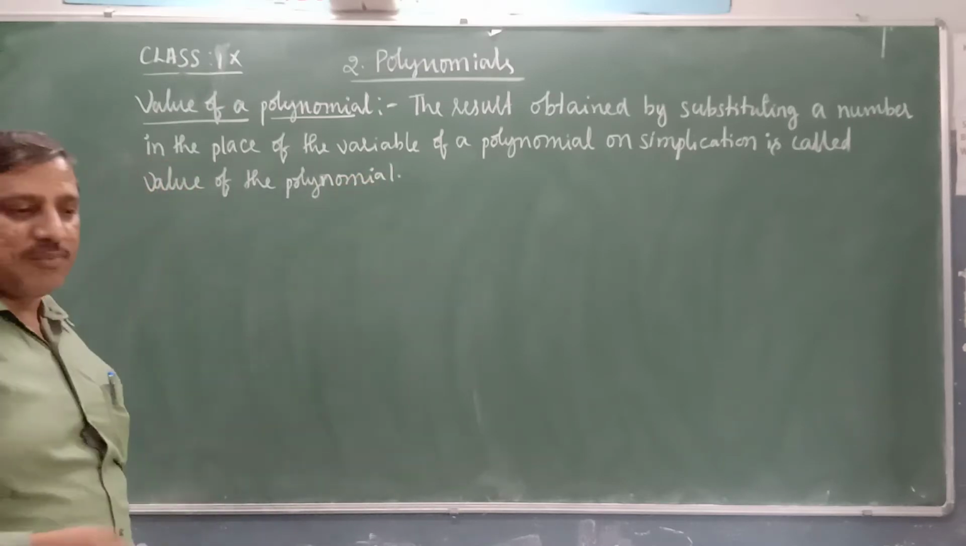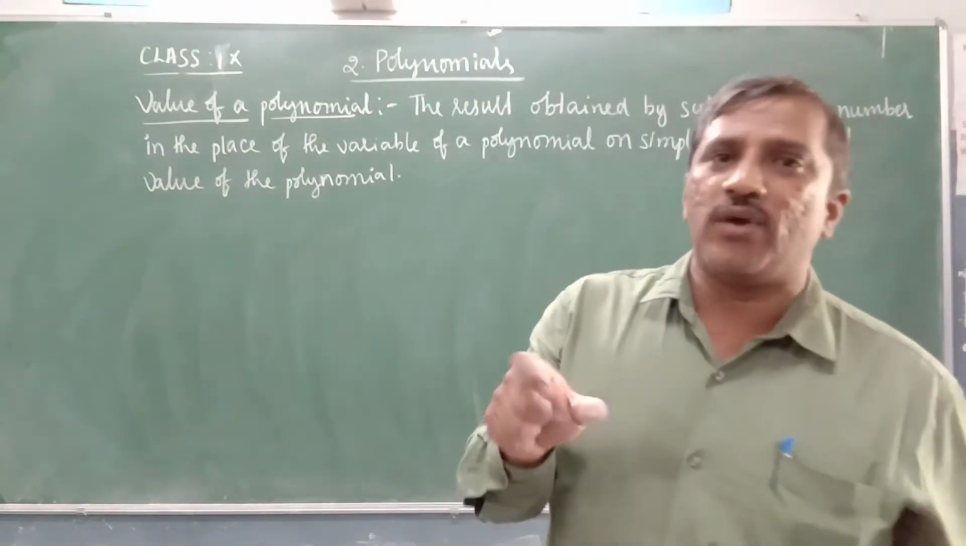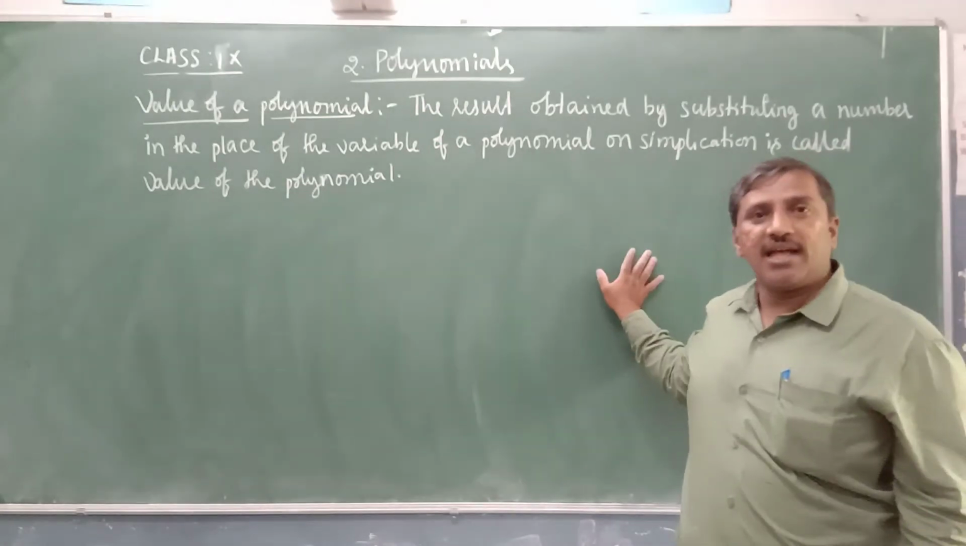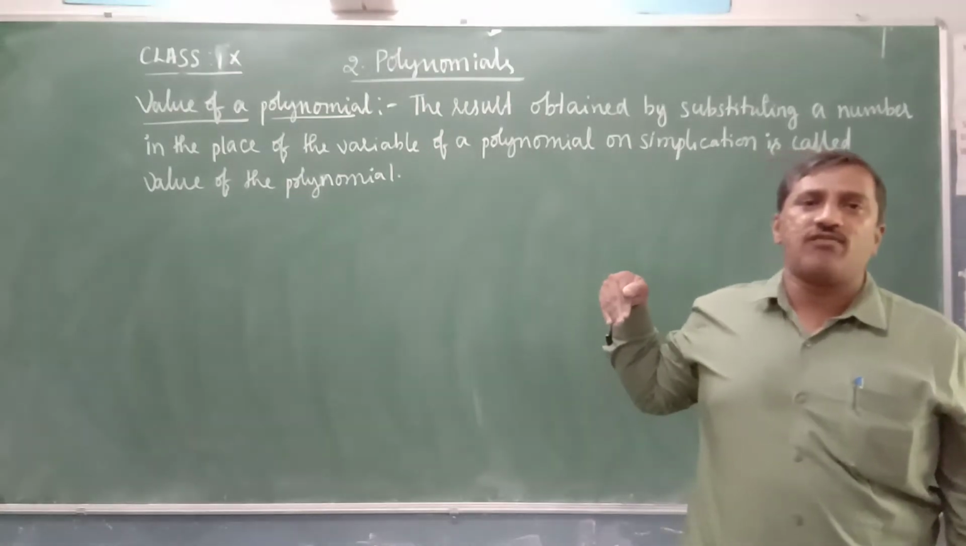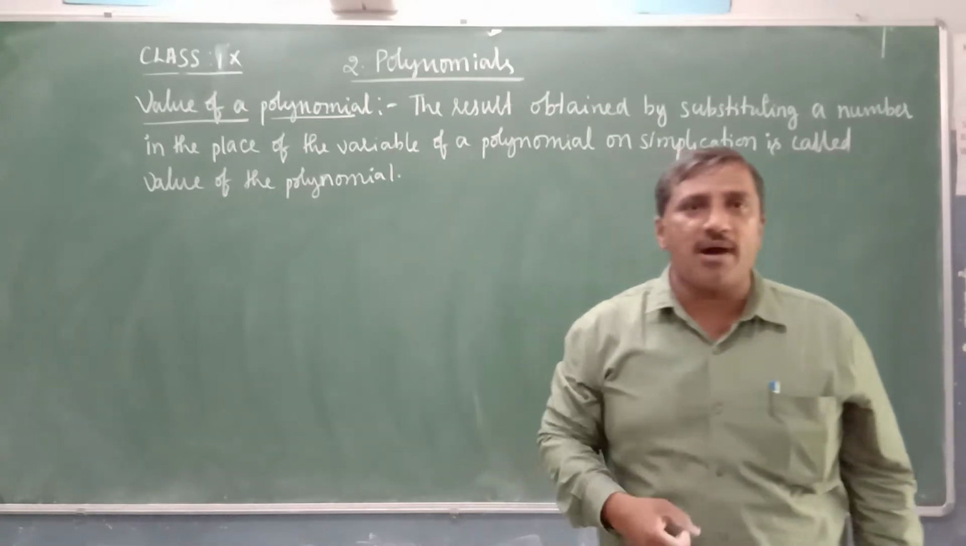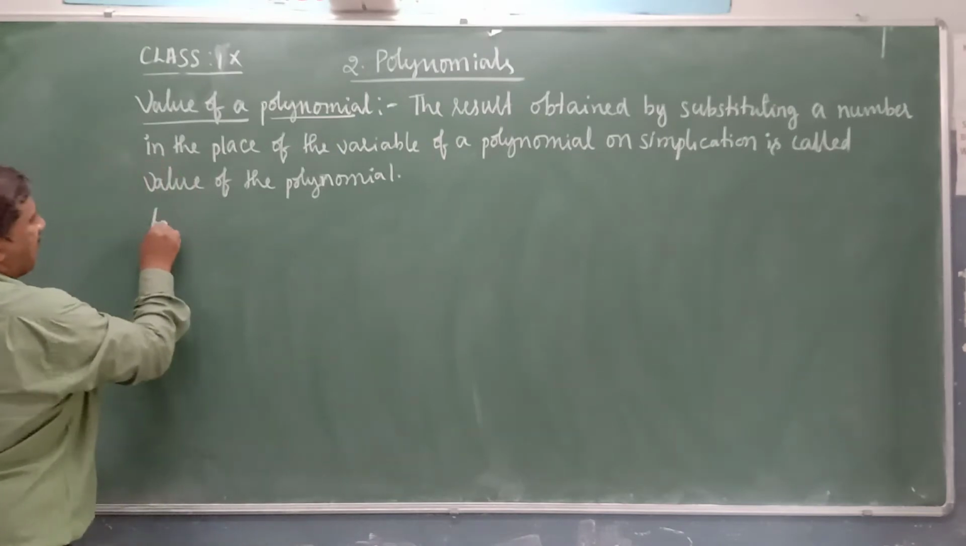Yes. What is the value of the polynomial and how is it found? It is found by substituting a value, a number, in the place of the variable, and on simplification we can find the value of the polynomial. Now we will discuss how to find it with the help of some examples. Yes, here is an example.